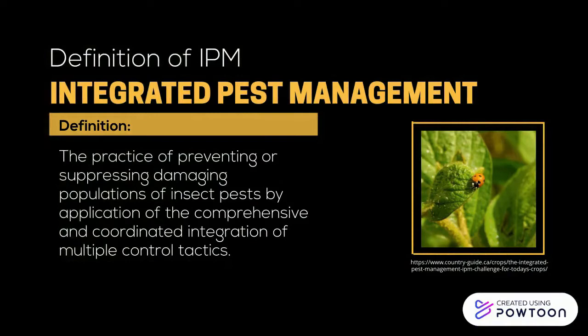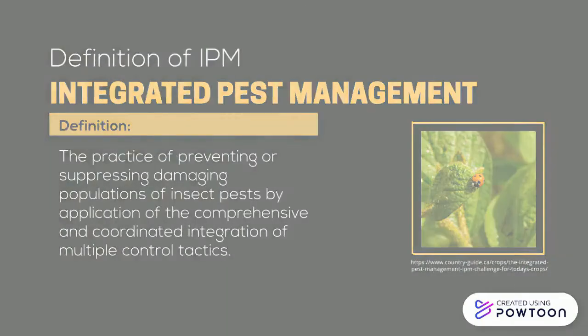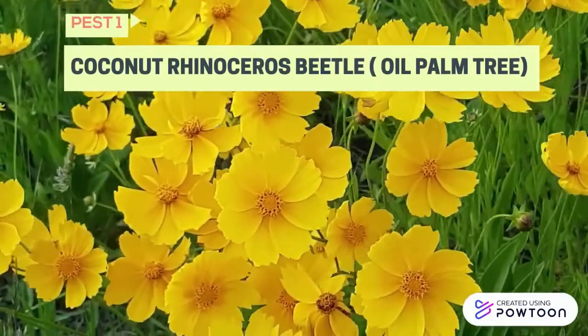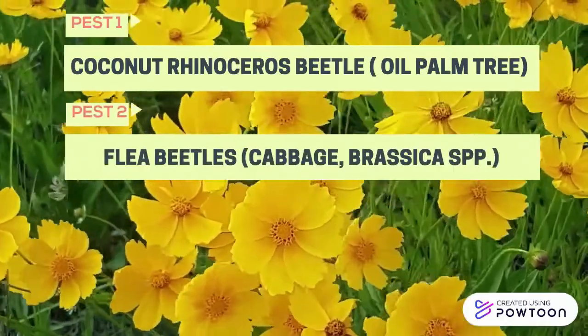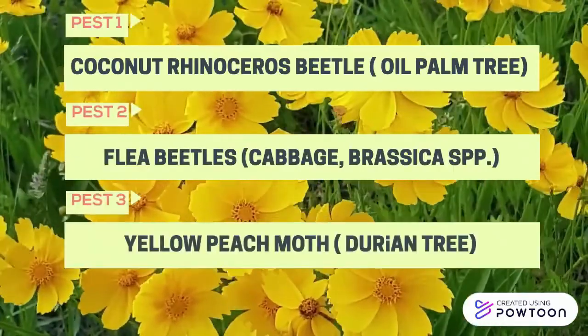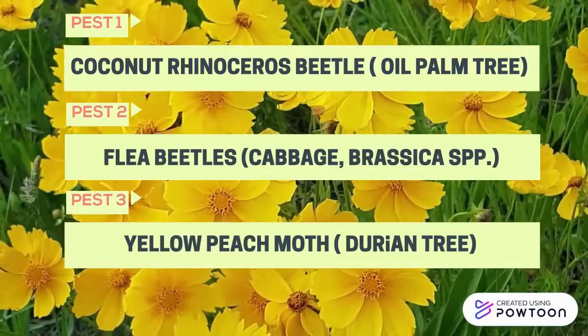by application of the comprehensive and coordinated integration of multiple control tactics. Here we have the coconut rhinoceros beetle for oil palm tree, the flea beetles for cabbage brassica species, and lastly the yellow peach moth for durian tree.